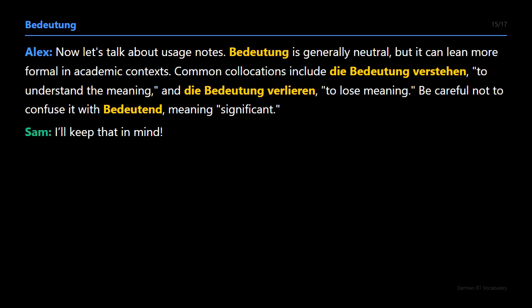Bedeutung is generally neutral, but it can lean more formal in academic contexts. Common collocations include die Bedeutung verstehen, to understand the meaning, and die Bedeutung verlieren, to lose meaning. Be careful not to confuse it with bedeutend, meaning significant. I'll keep that in mind.